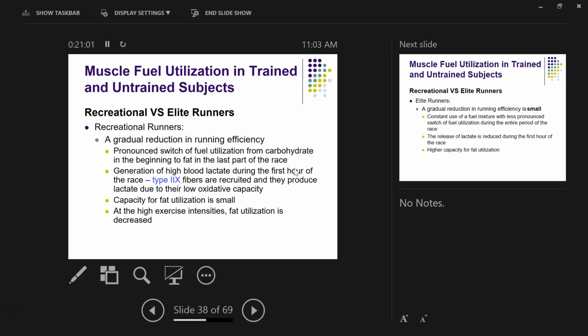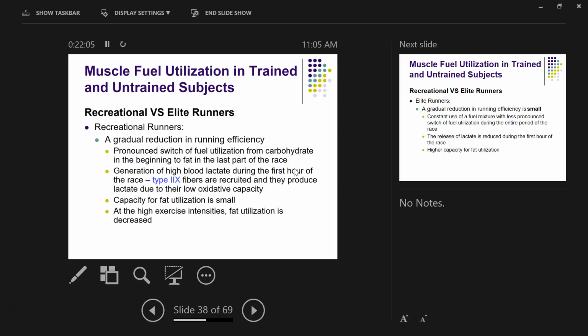Okay, now let's talk about training. We mentioned earlier, training is able to increase the oxygen consumption, the maximum oxygen consumption capacity, right? So if we compare recreational versus elite runners, they are very different, right, in terms of fuel utilization. For example, recreational runners usually have a gradual reduction in running efficiency, right? Particularly in the later stage, they are not able to perform well compared to the elite runners. And they will have a pronounced switch of fuel utilization from carbohydrate in the beginning to fat in the last part of the race, right?